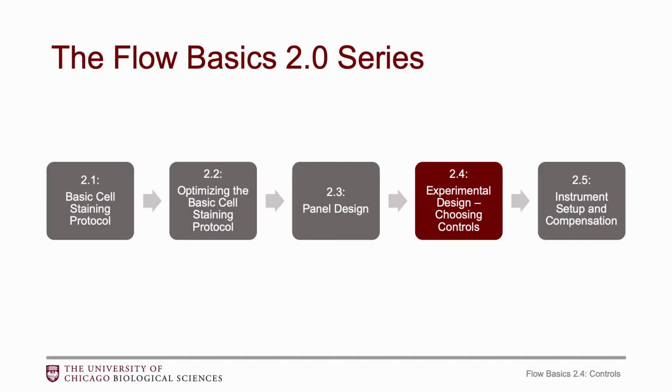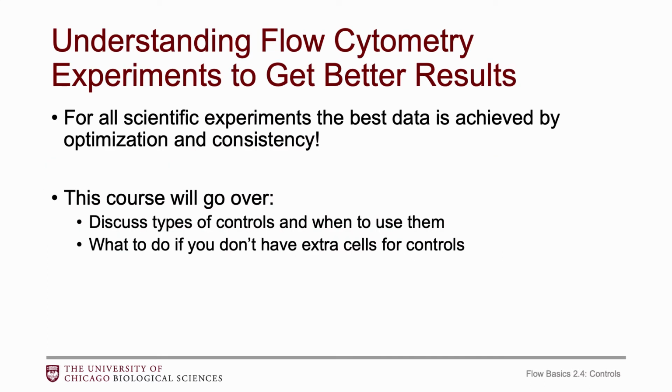And again, my goal for this series is to break down the practical steps of running a flow cytometry experiment and help you understand how each of these steps ultimately impacts the final results. So for this video, I will be going over experimental design, which is mainly going over the controls, when to use those controls, what they actually do, and how to divide your cells between all of these controls.